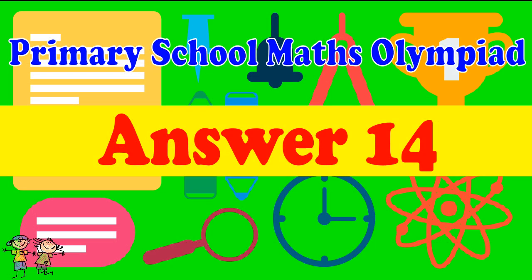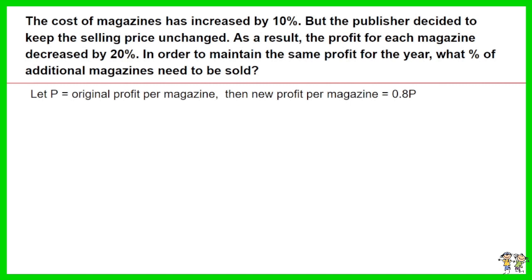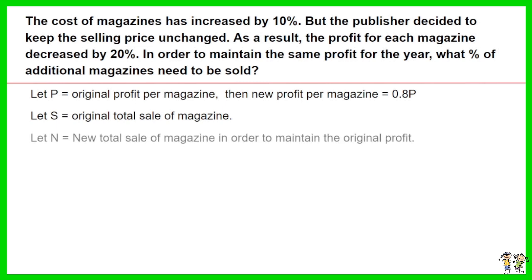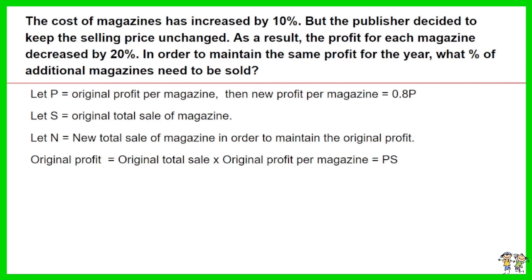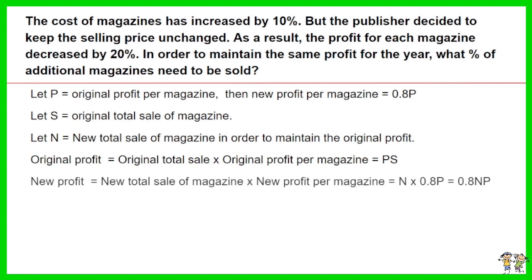Answer for question 14. Let P equal original profit per magazine, then new profit per magazine equals 0.8 P. Let S equal original total sale of magazine. Let N equal new total sale of magazine, in order to maintain the original profit. Original profit equals original total sale times original profit per magazine equals PS. New profit equals new total sale of magazine times new profit per magazine equals 0.8 NP.